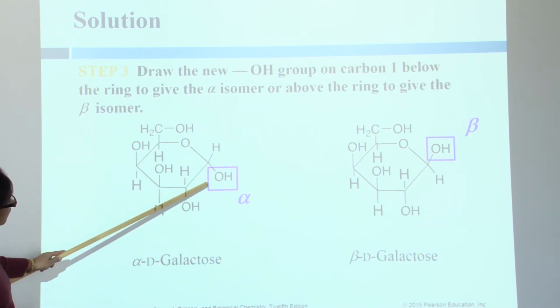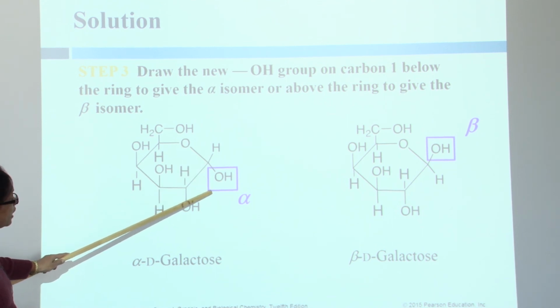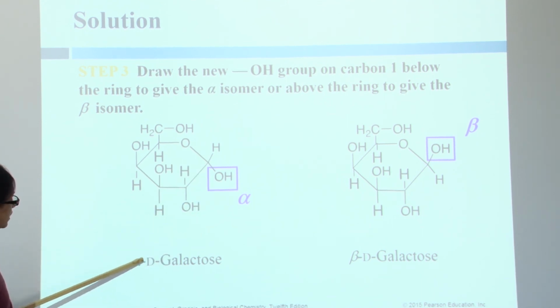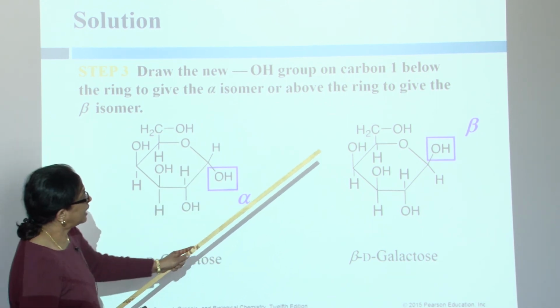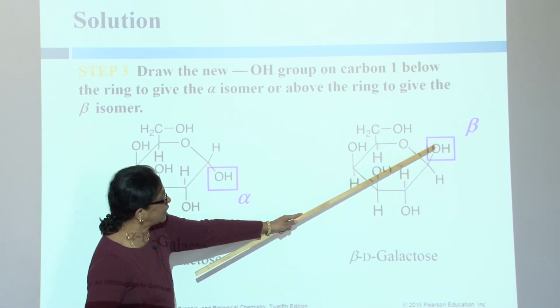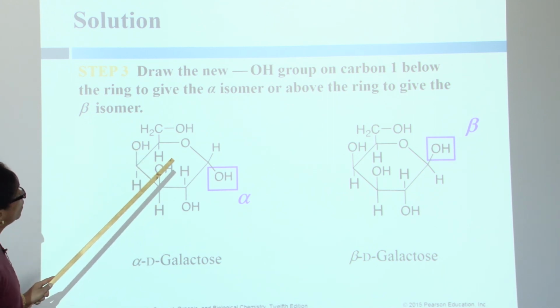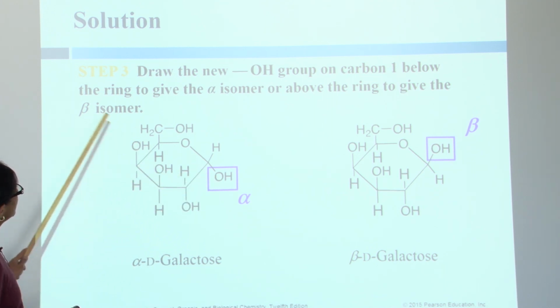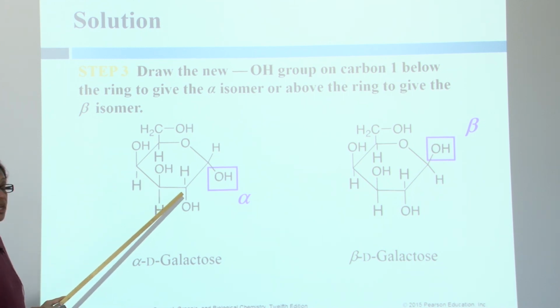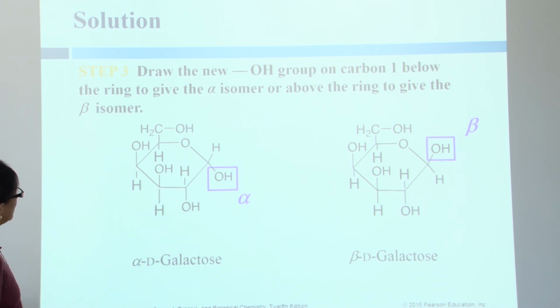Now if the hydroxyl group in the cyclic structure is below the ring, you have alpha D-galactose. If the hydroxyl group is above the ring, you have beta D-galactose. So draw the new OH group on carbon 1 below the ring to give the alpha isomer, or above the ring to give the beta isomer. So this is how you set up a Haworth structure.